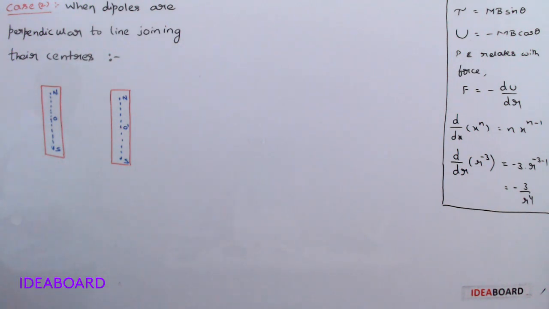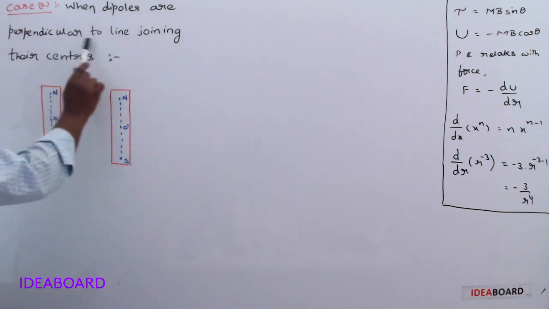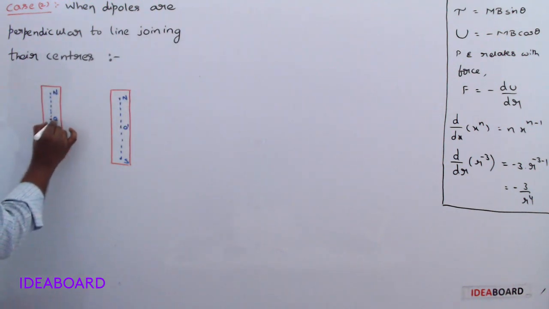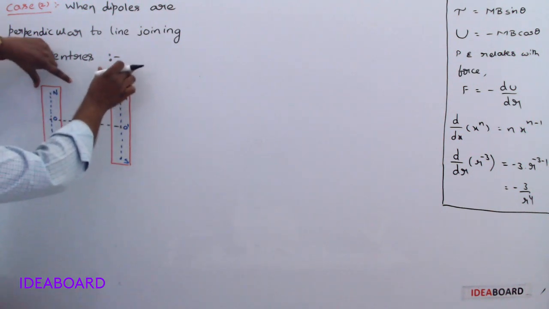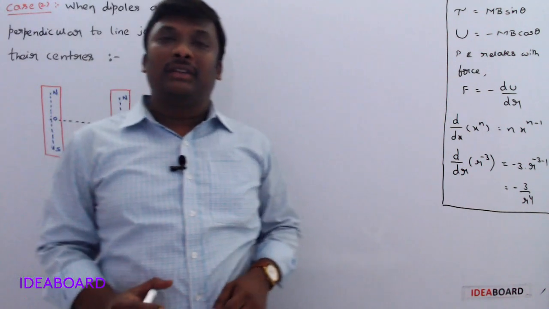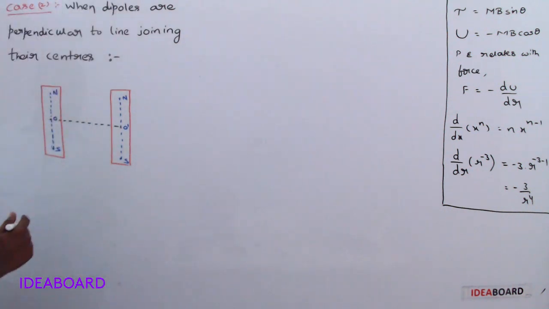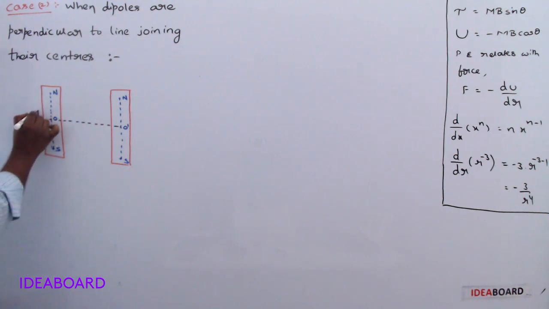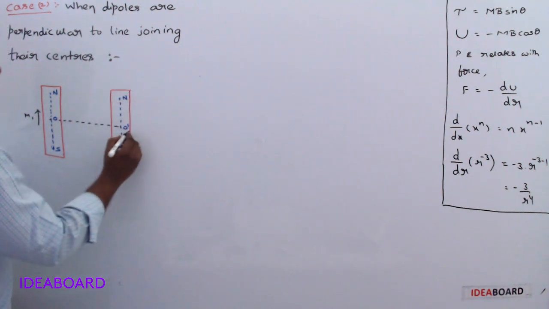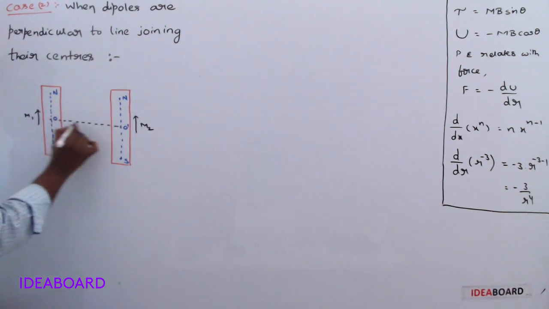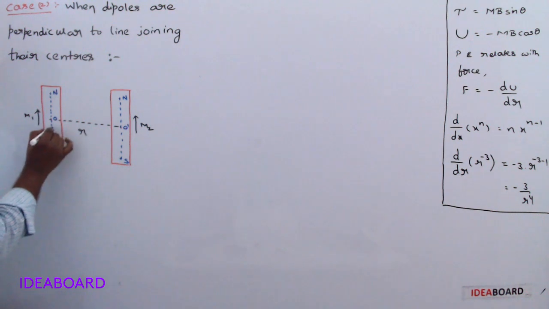Now let us see case 2, when the dipoles are perpendicular to the line joining their centers. So this is the line joining their centers, and the magnets are perpendicular to the line joining. Then what is the force acting between the two magnets? Let us see. First of all, the direction of the magnetic moment of the first magnet is south to north. So M1 will be acting in this direction, south to north. M2 is also acting in this direction. The separation between O and O dash is taken as r.